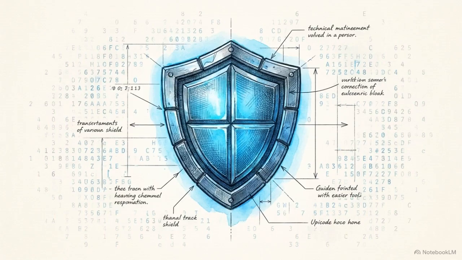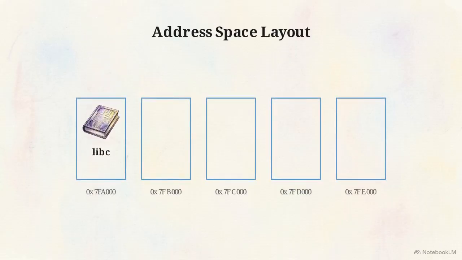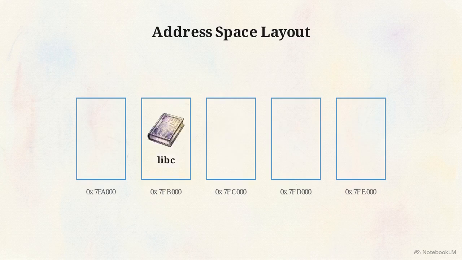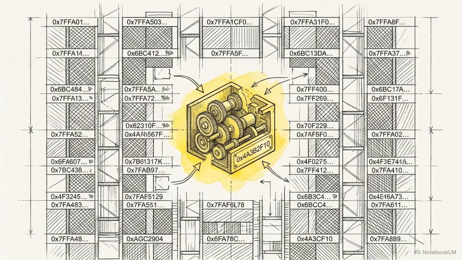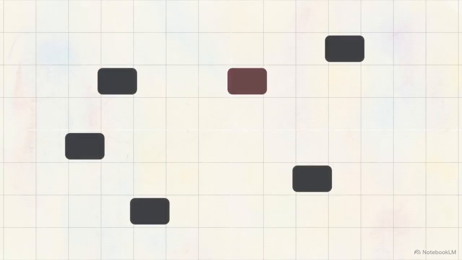The modern industry response is address space layout randomization, or ASLR. It randomizes where libc lives in memory every time a program runs, making it difficult for attackers to predict gadget addresses. ASLR relies entirely on secrecy. If an attacker can trigger a memory leak to reveal a single function address, they can calculate the offsets for every other gadget and bypass the randomization.